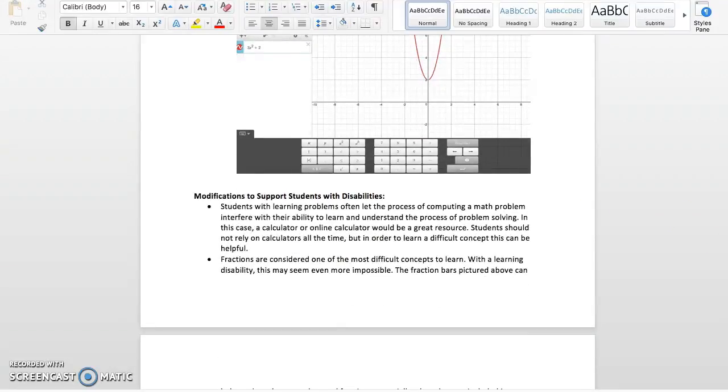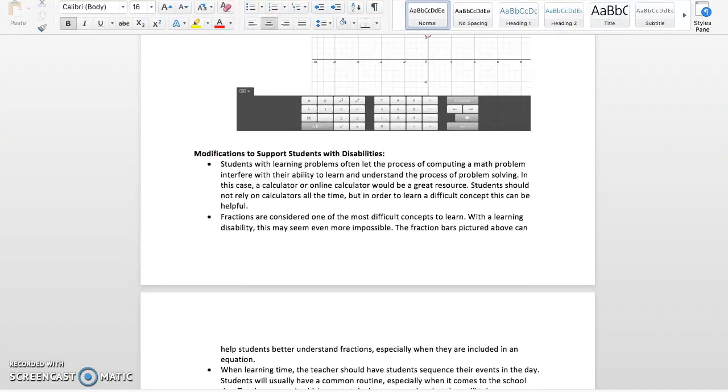Modifications to support students with disabilities. Math manipulatives can be used for really any student at all, and they're especially great for students who may struggle in math or students that may have a disability, because it really just makes the whole lesson so much more hands-on and very visual for them to participate in and see what is going on.